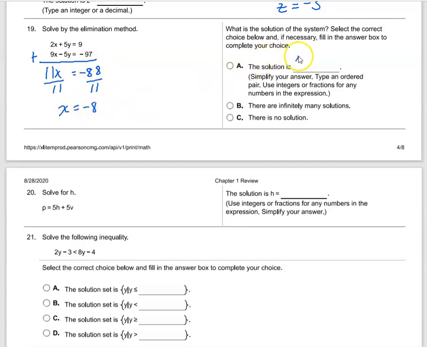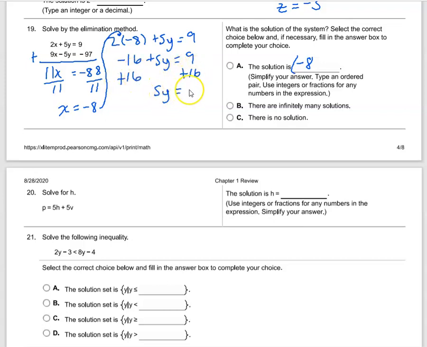So there's the first part of the answer. Now I'm going to need to know what y is, so I want to plug in that negative 8 wherever I see x. I'm going to pick the top equation. I could have picked the bottom, that would have been fine. So negative 16 plus 5y is equal to 9. Add 16 to both sides of your equal sign, so 5y is equal to 25. And we've got y is equal to 5, so here's our other answer.